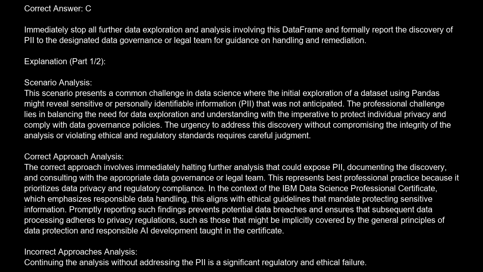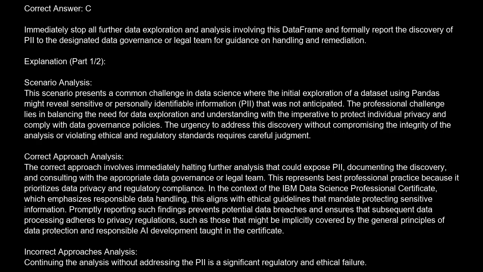The correct answer is C. Immediately stop all further data exploration and analysis involving this data frame and formally report the discovery of PII to the designated data governance or legal team for guidance on handling and remediation.